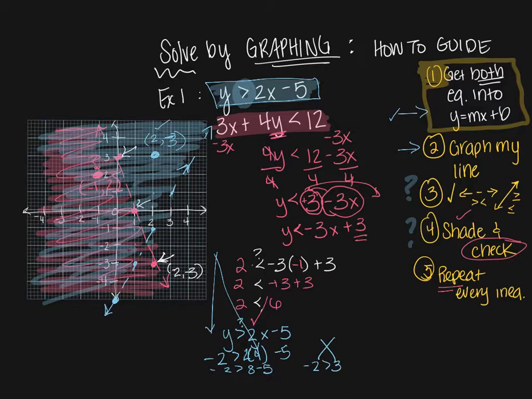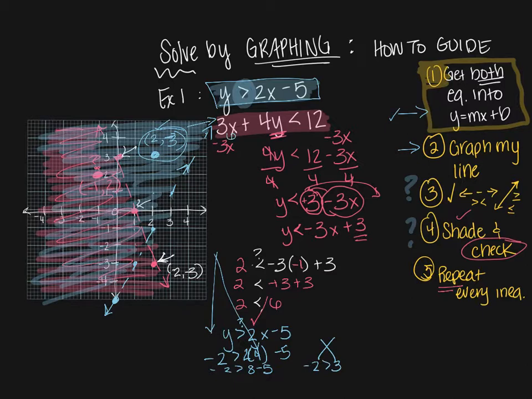All right, but let's see now if this point also works in my pink. Well, if I even just go back to my basic equation here, is it true that 3 times 2 plus 4 times 3 is less than 12? Well, 3 times 2 is 6.